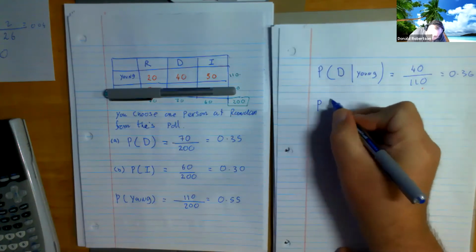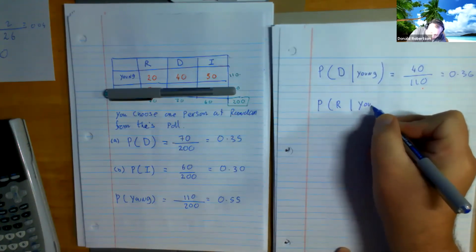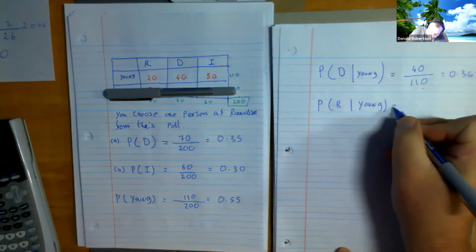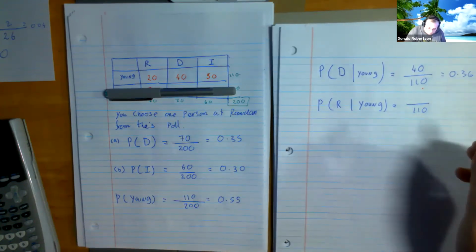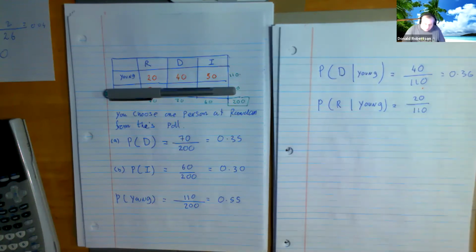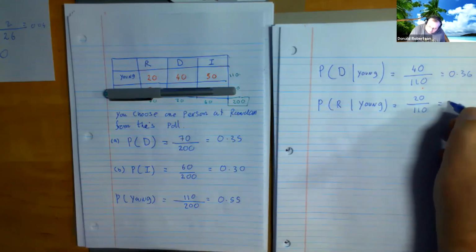What's the probability that you choose a Republican, given that it was young? Well, there's still 110 young people, but there was only 20 Republicans. And in that case, it's only 18%.